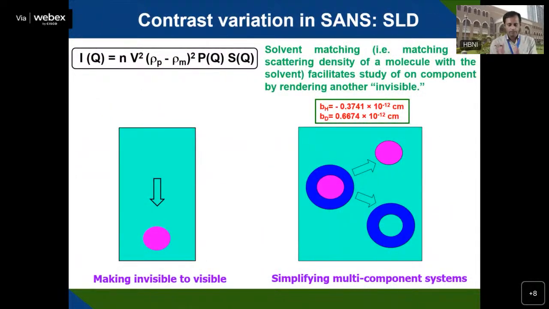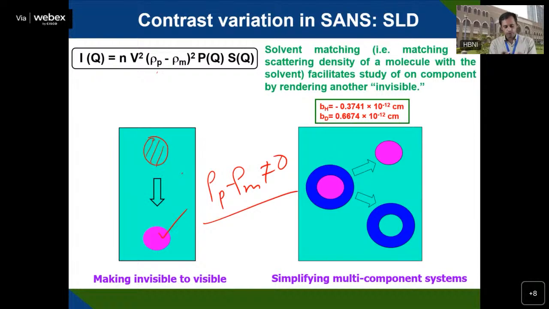If you see rho p minus rho m, that we call contrast. I have shown an example: in a green solution, you have put pink colored particles. Initially you are not able to see the particle unless rho p minus rho m is not equal to 0. If there is a contrast variation between the particle and the solvent, only then you will be able to see the particles. That means making invisible to visible by using a particular solvent.